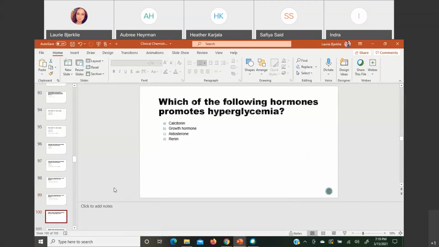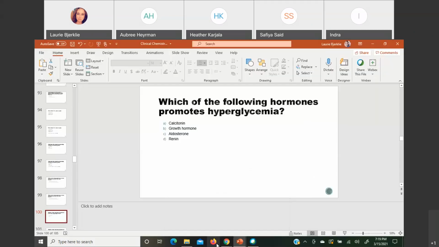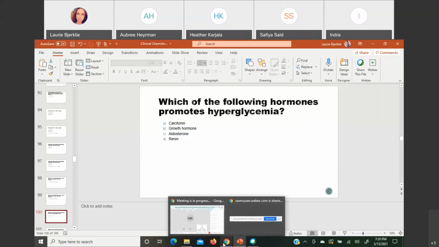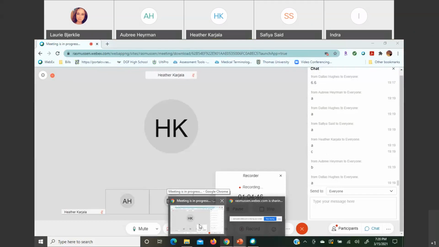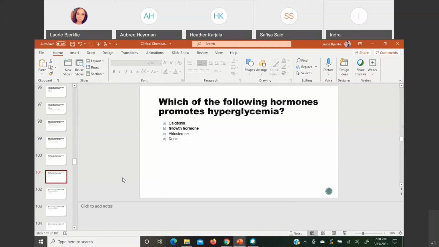Good. Which of the following hormones promotes hyperglycemia? Okay, I think I have a few answers. In this case, it'd be growth hormone. So glucagon is a big one with promoting high glucose levels in the blood. Growth hormone is another one that can.